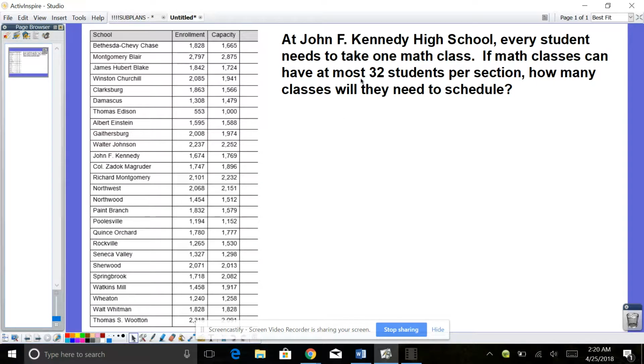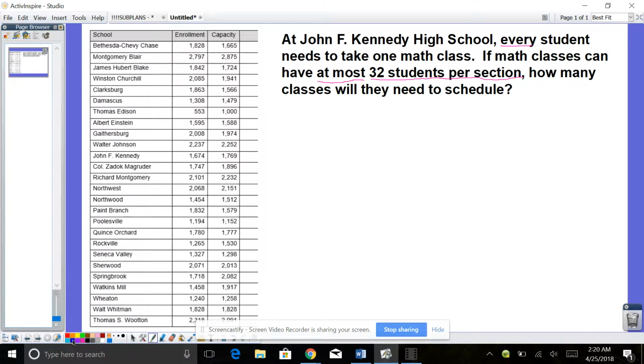Why don't we move over and let's talk about this problem. It says at John F. Kennedy High School, every student, you know what? That sounds like a key word to me. The word every. It makes me think of multiplication or division. Okay, every student needs to take one math class. If math classes can have at most, that means they can't have more than this, they can have at most 32 students per section. How many classes will they need to schedule?